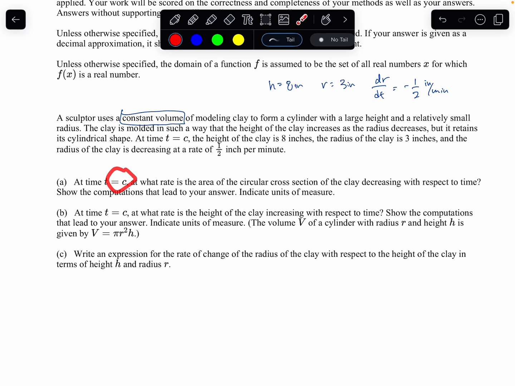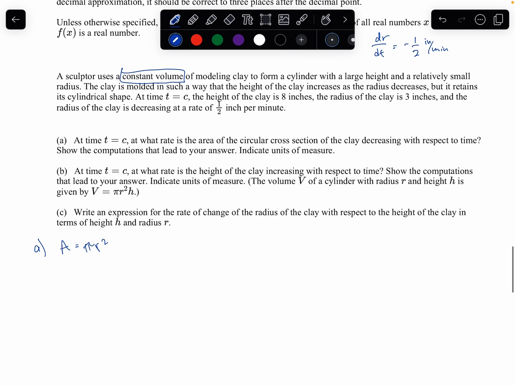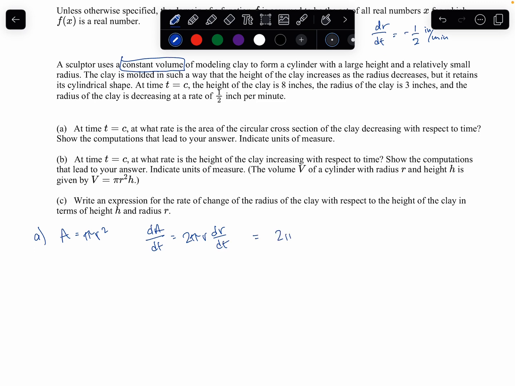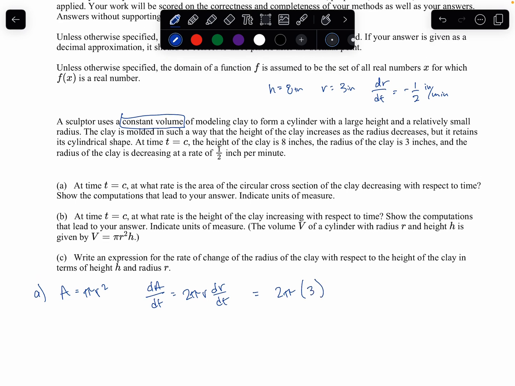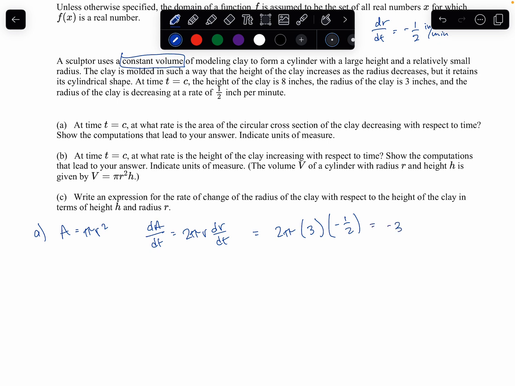All right. At time t equals c, at what rate is the area of the circular cross sections of the clay decreasing with respect to time? So, area of a cross section of a cylinder, so area is going to be equal to pi r squared, right? So we're going to take the derivative of these with respect to time. So dA/dt is going to be equal to 2 pi r times dr/dt. And then we're going to plug in values. So it's going to be equal to 2 pi, the radius is going to be 3, and the rate of change is -1/2. And that's going to turn out to be -3 pi inches squared per minute.